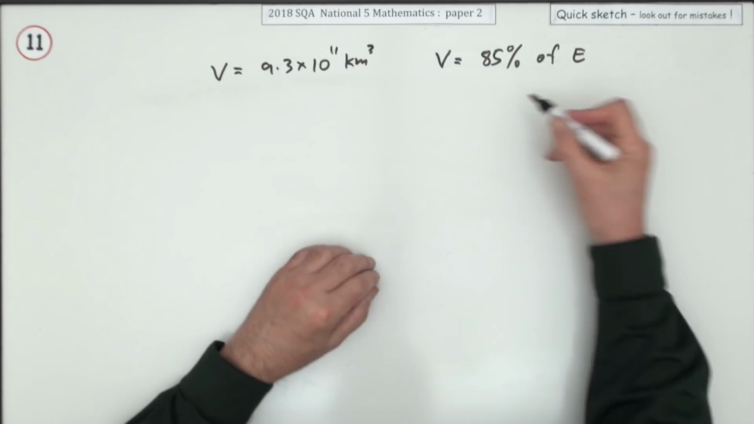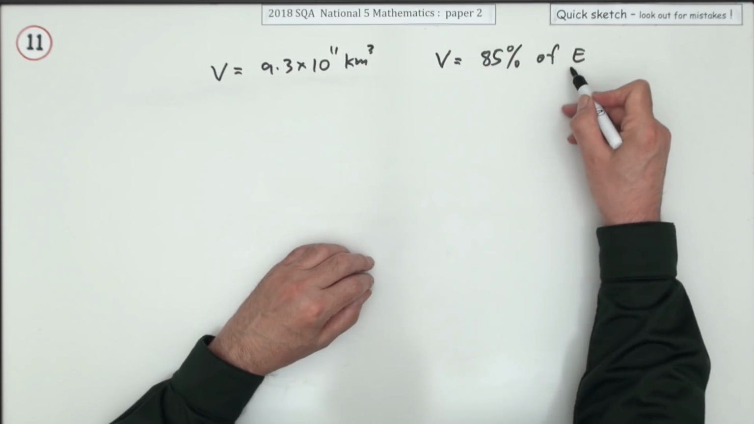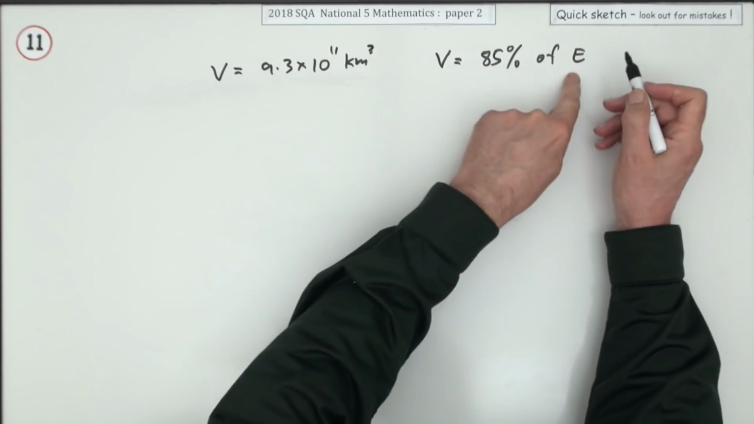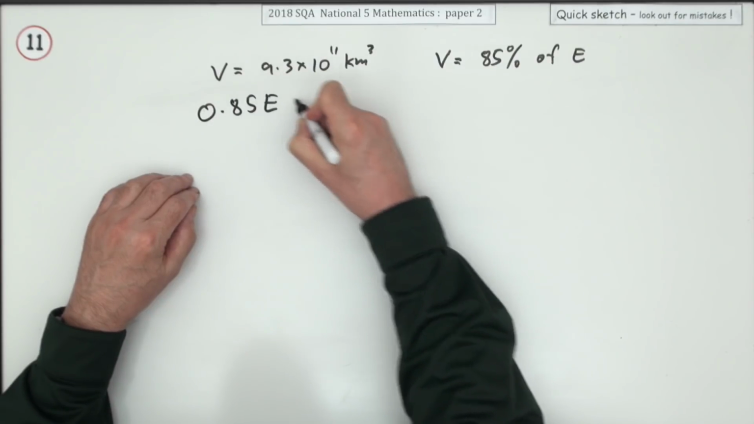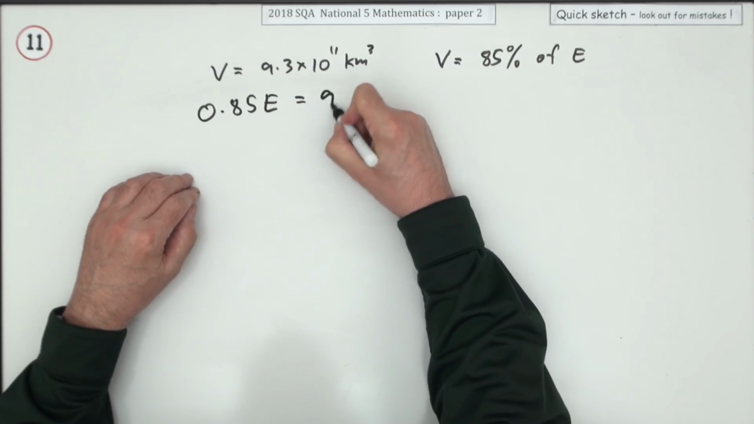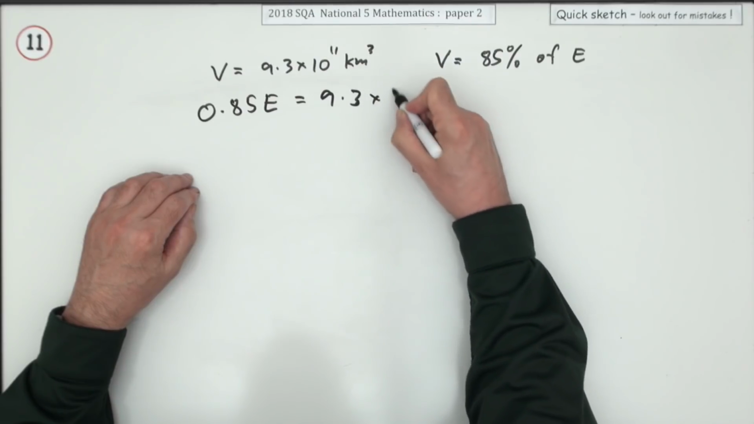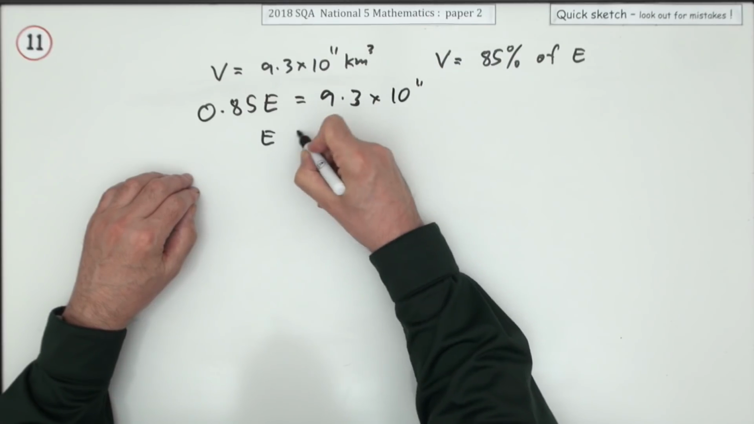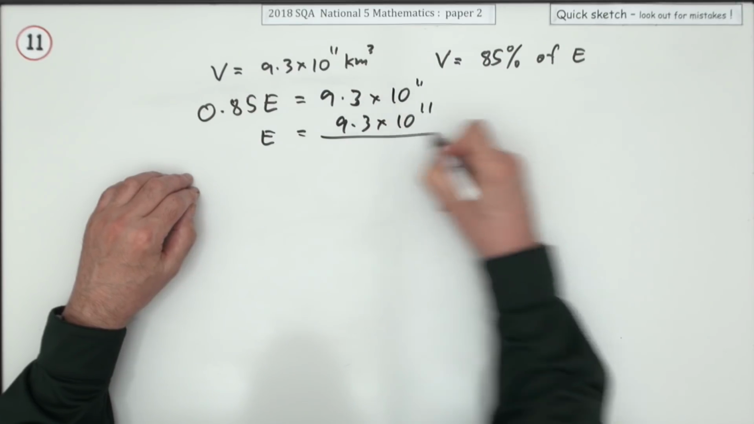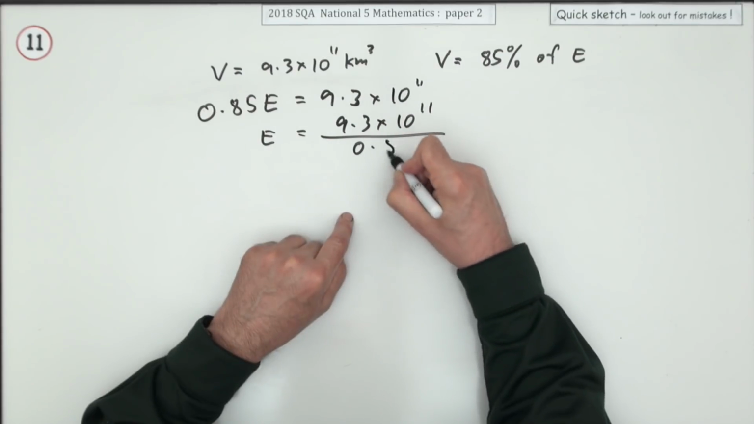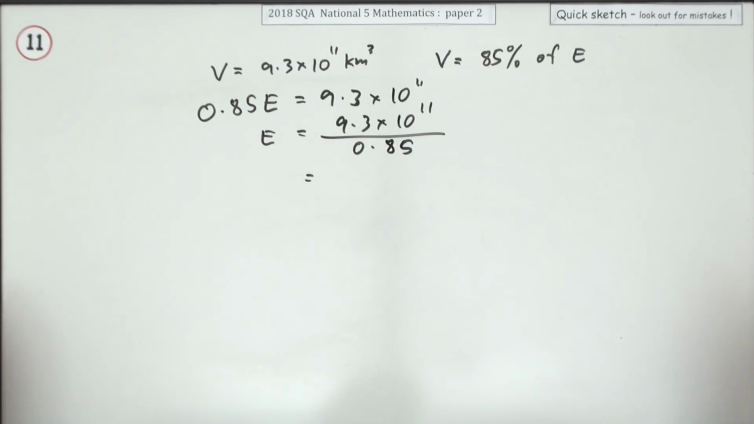Well, you just write down what it says. V is 85% of E. This is 85% of E. Now 85% back as a decimal is 0.85. So 0.85 E is 9.3 times 10 to the power 11. So the Earth will be 9.3 times 10 to the 11 divided by 0.85.